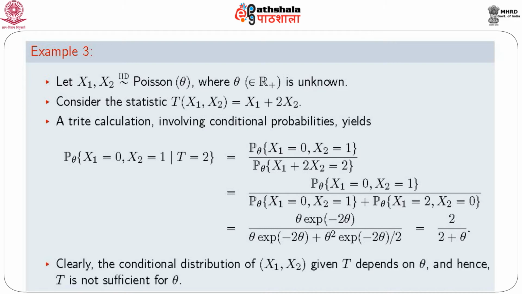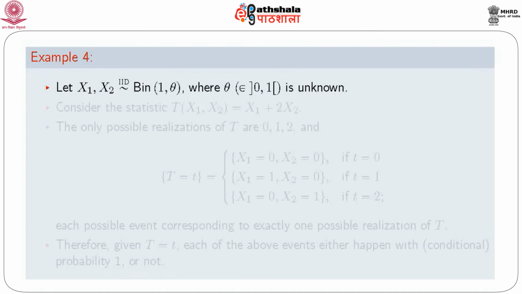Clearly, the conditional distribution of X1, X2 given T equals 2 depends on theta, and hence T is not sufficient for theta. We consider our next example.